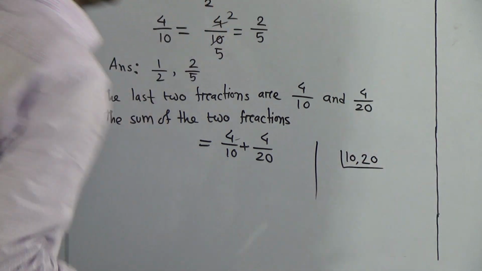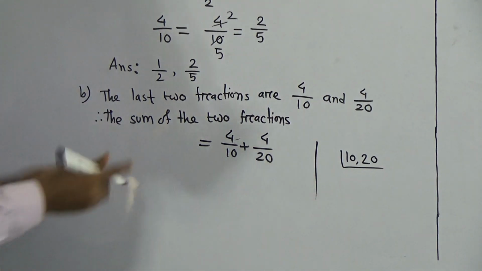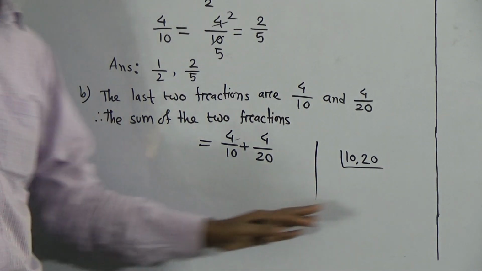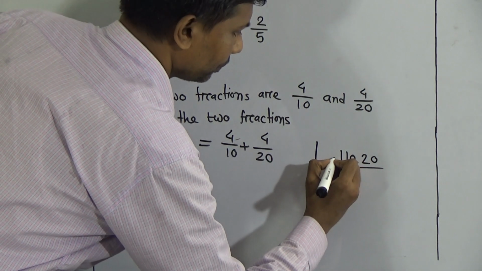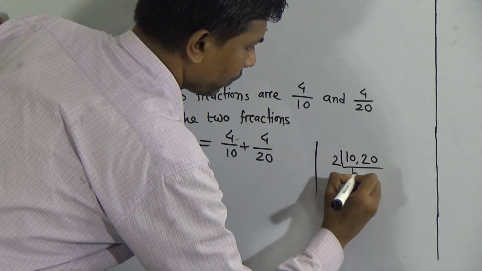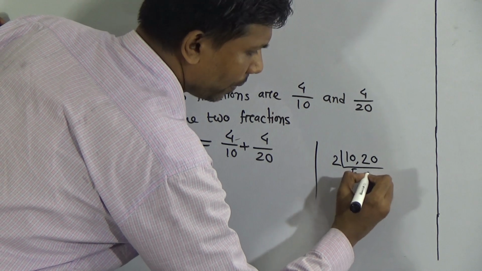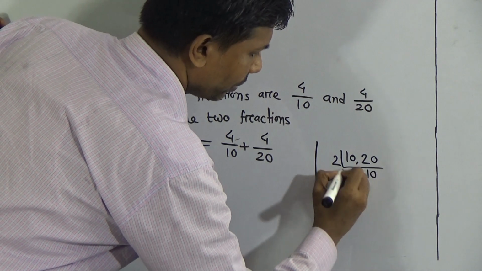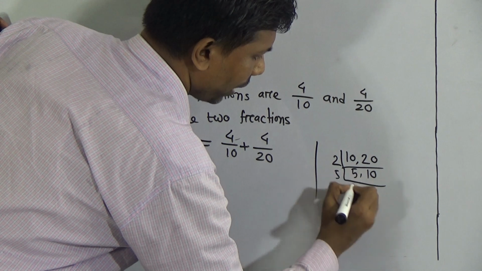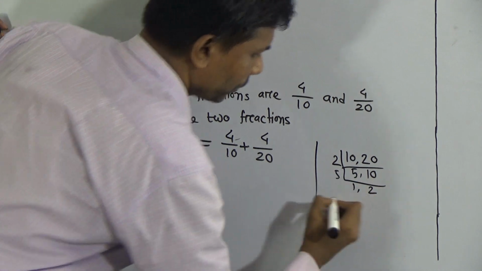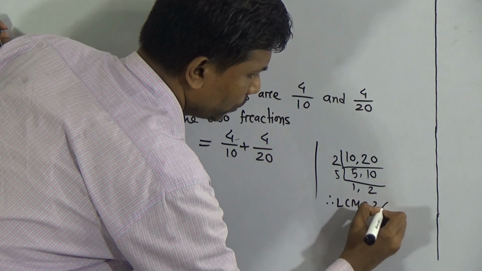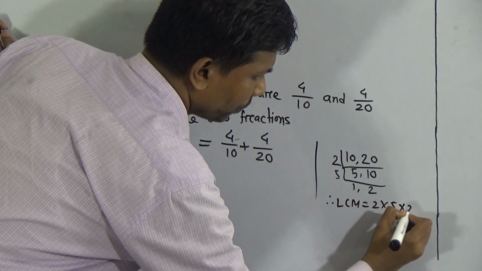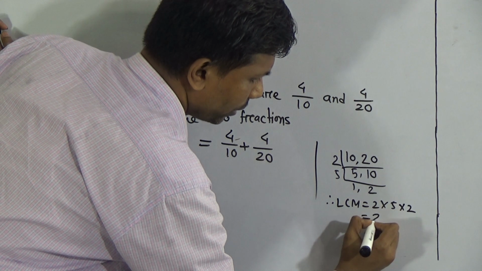Student, remember, you may do the rough work on the left side or right side. Okay, this is your wish. Right? 2, then you get 5, then 10. Similarly, select 5, 1, then 2. Therefore, LCM is what? 2, 5, 2. That means 20.